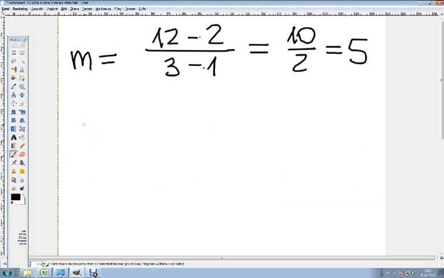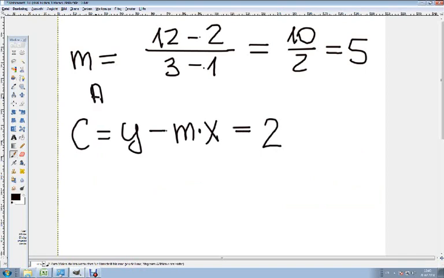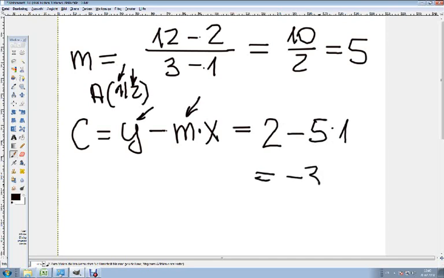Now we are calculating the c this way. We have a formula: c equals y minus m times x. I can use both points, either 1 and 2, or 3 and 12. My idea would be 1 and 2, it was my point A. Don't forget, it is a y. So here y is 2 minus m, the gradient 5, times my x value 1. 2 minus 5 times 1 leads to minus 3.